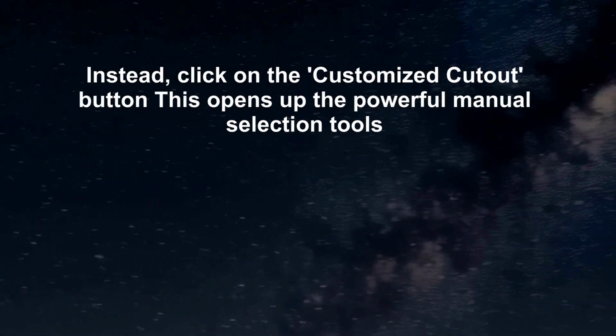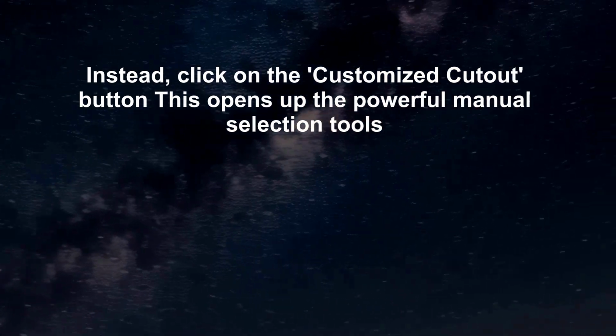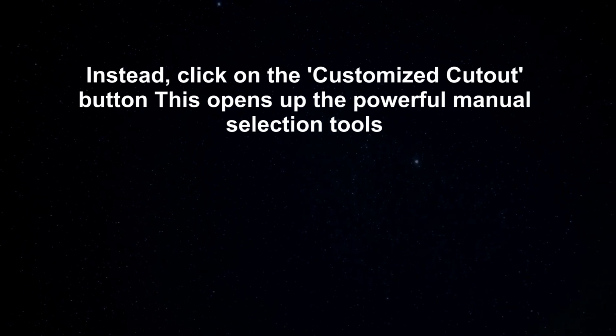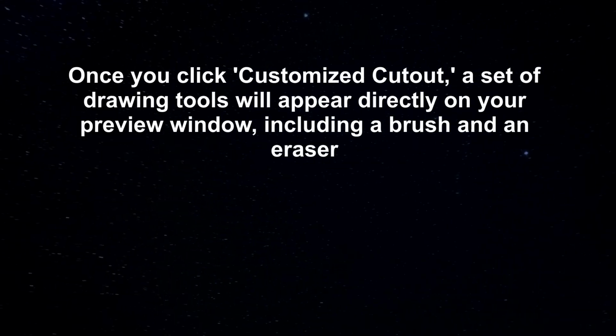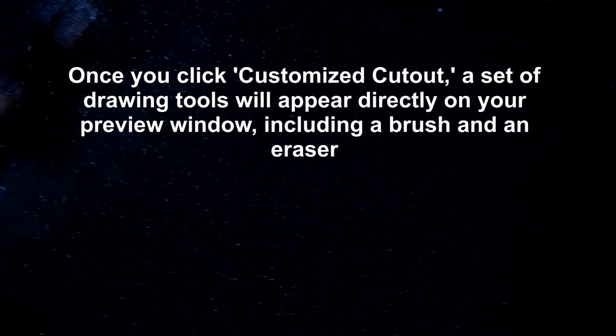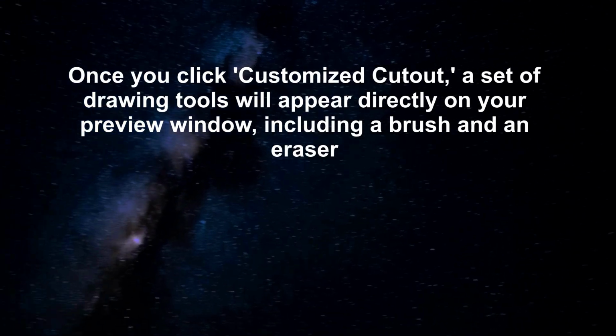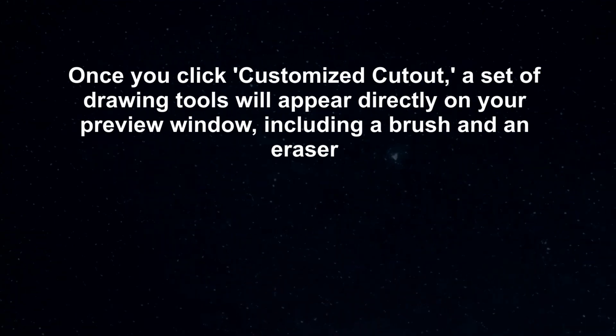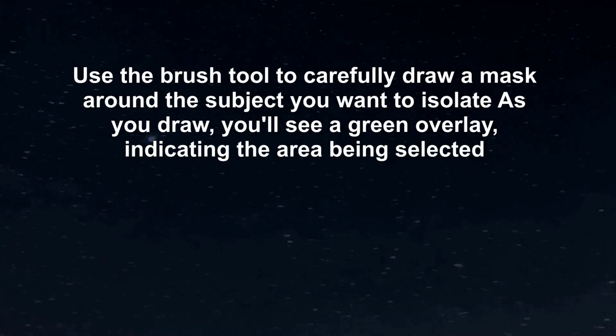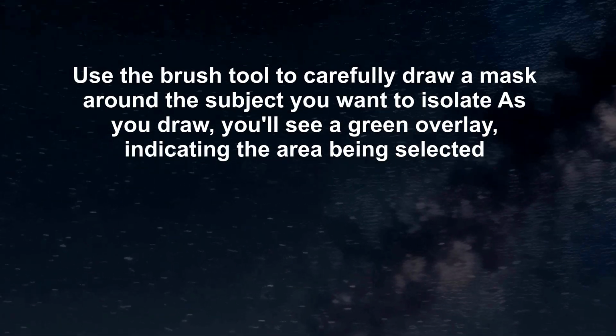Instead, click on the Customized Cutout button. This opens up the powerful manual selection tools. Once you click Customized Cutout, a set of drawing tools will appear directly on your preview window, including a brush and an eraser. Use the brush tool to carefully draw a mask around the subject you want to isolate.